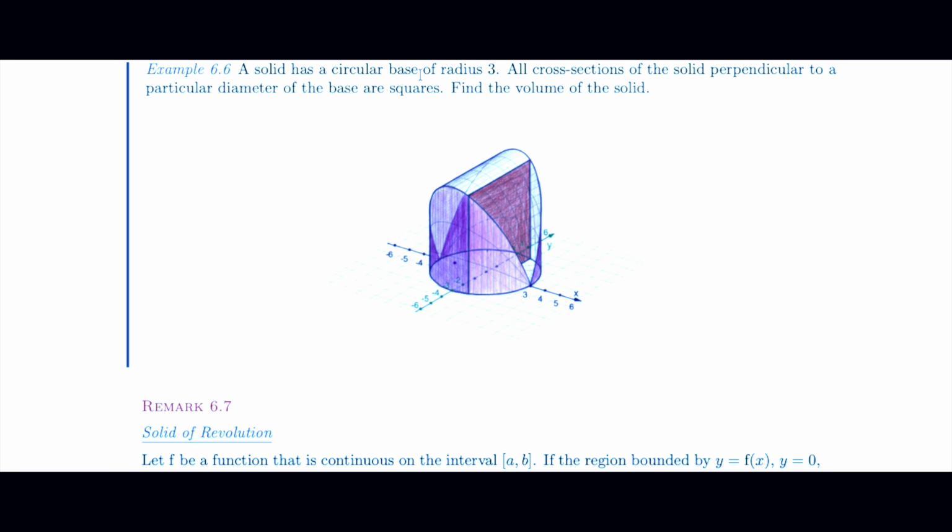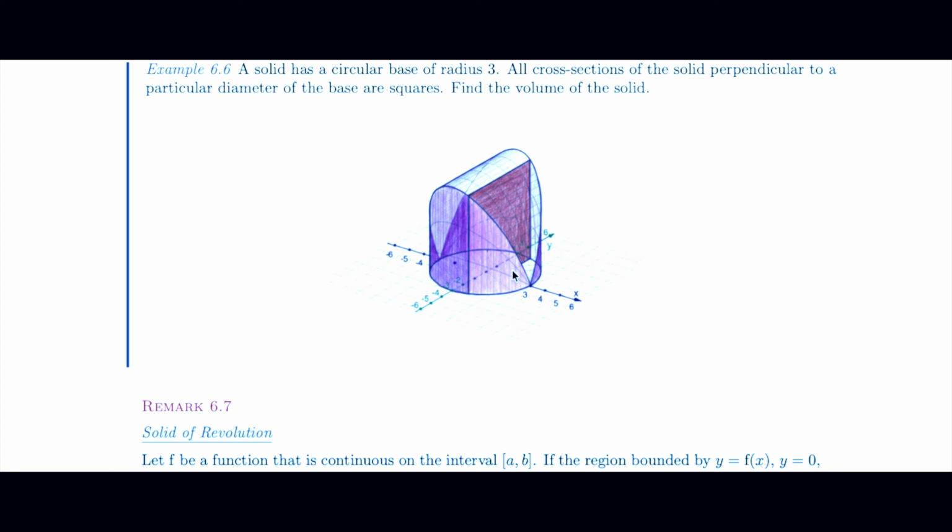A solid has a circular base of radius 3, all cross sections of the solid perpendicular to a particular diameter of the base are squares. It was not easy, but hopefully you can imagine this is your solid object, yes? Do you see this cross section? This cross section is a square. So this solid object is the object whose base is a circle of radius 3, but it is designed in a nice way that when you cut it perpendicular to a particular diameter of the circle, and you look at it, you see that you get a square.